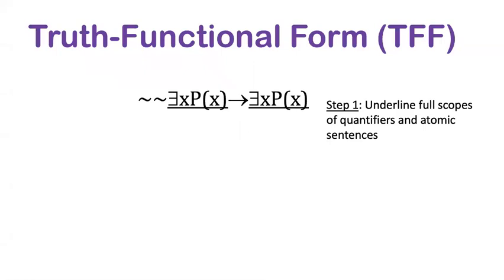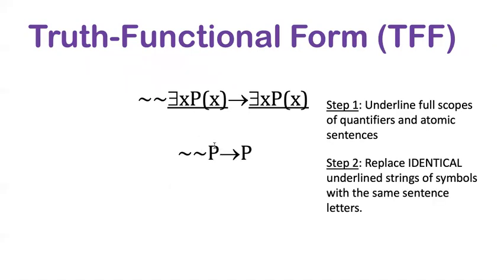And then the next step of the algorithm says, replace the underlined parts with letters. Always start with the letter P. So I'm going to replace the first part with the letter P. And then if this underlined part is identical to this part, it gets the same letter. If there's any difference whatsoever between them, then the second part would get a different letter. But since these are character for character identical, they both get P. So this thing down here, not P arrow P, is the truth functional form of the original sentence.